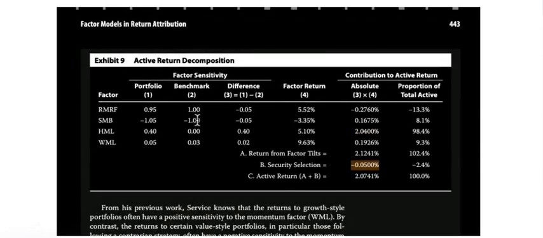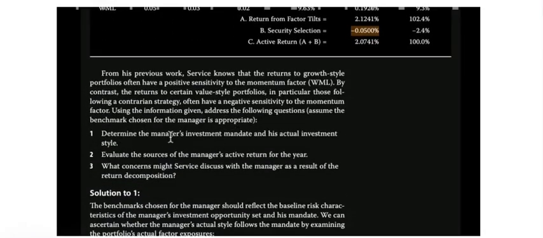Well, the investment mandate is your benchmark, and your investment mandate is broad-based large cap stocks with either no growth or value bias. This manager is pretty much that, but with a heavy value bias. So there's the mandate and the style.